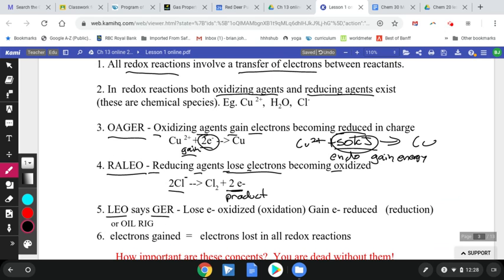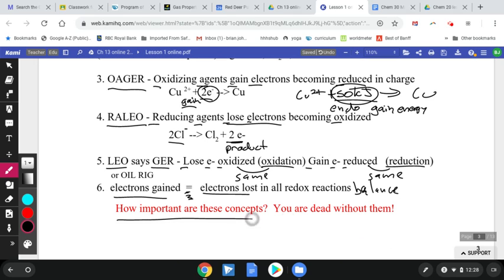the lion says GER. LEO is when you lose electrons, you're oxidized, or you lose electrons, oxidation; gain electrons, reduced, or gain electrons, reduction. Reduced and reduction mean the same thing, and oxidized and oxidation mean the same thing. And then finally, in any redox reaction, the electrons gained have to equal the electrons lost. In other words, they balance. So we're going to learn how to balance redox reactions in this chapter. You've got to know these 6 key concepts.